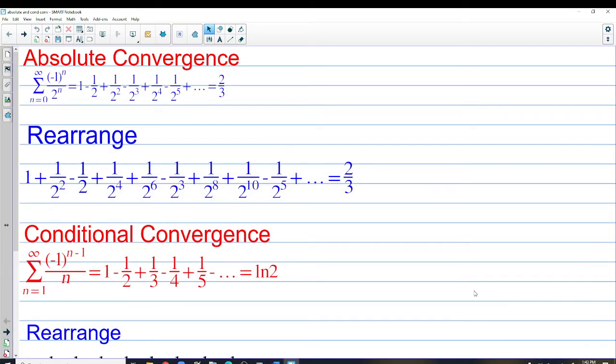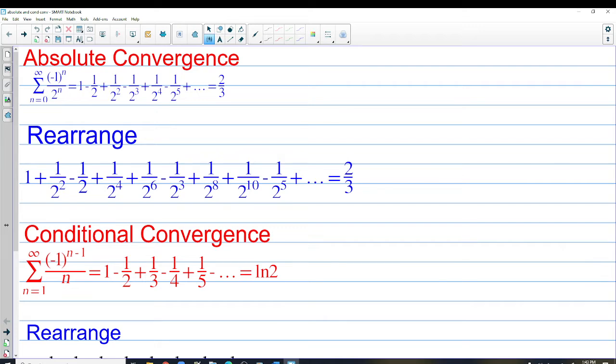Today we have what's called conditional and absolute convergence. So if we have absolute convergence, for example on this one on the very top there, if we put the terms in order, this is converging to 2/3. If we rearrange them, no matter how we rearrange them, it'll converge to 2/3.